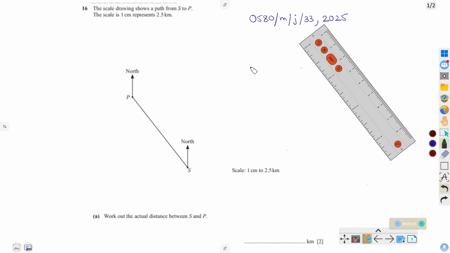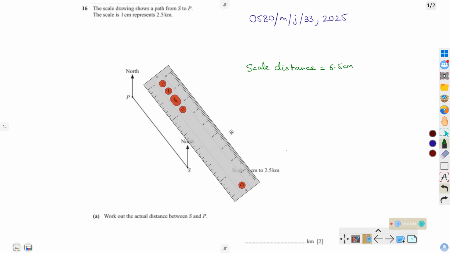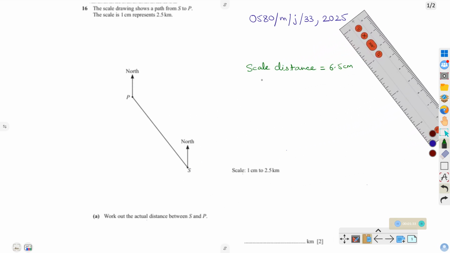So let us write that scale distance. Scale distance is equal to 6.5 centimeters. I have just given you the demo for how to measure the distance. So now take this scale distance. We know that 1 centimeter is 2.5 kilometers. So what will be 6.5 centimeters? That should be multiplied with 2.5 to get the answer in kilometers.